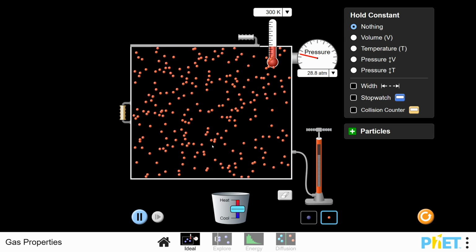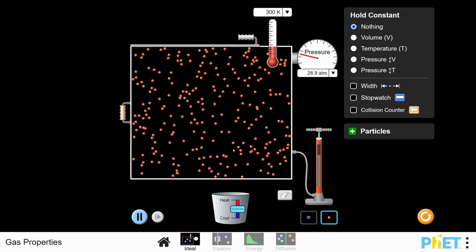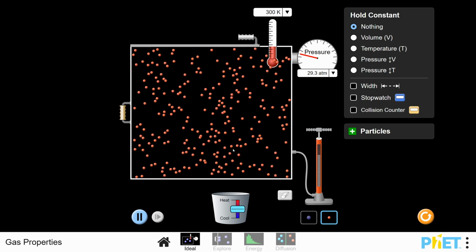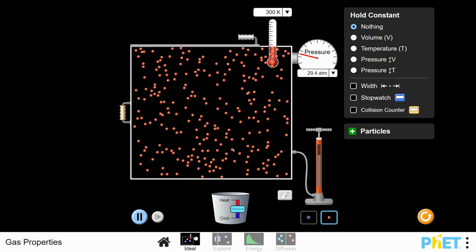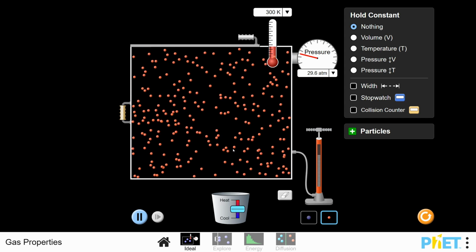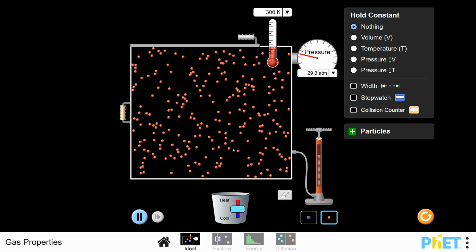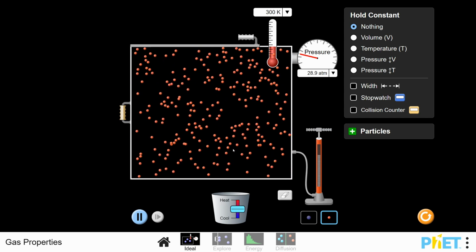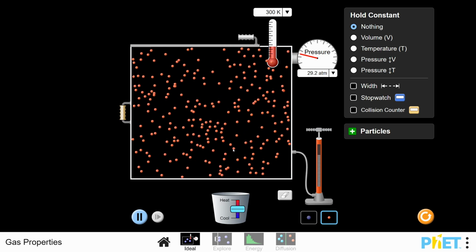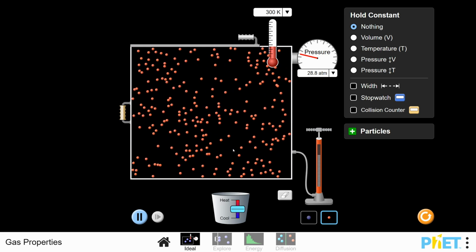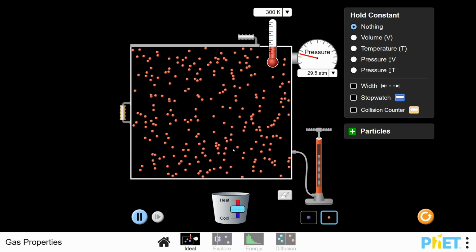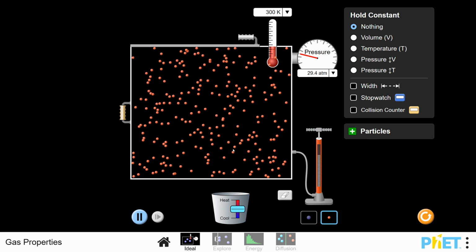They hit the wall, they'll bounce back. They've put a few things into the code engine here. The idea is that all of these collisions are elastic. The little red balls only interact with each other when they bump into each other. There's no push or pull from a distance. Those are the main things, but that gives us a really good picture of how a gas behaves.